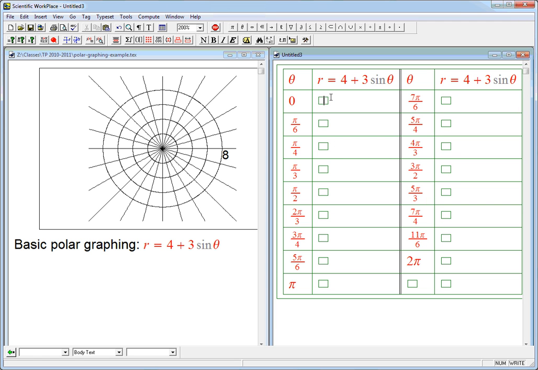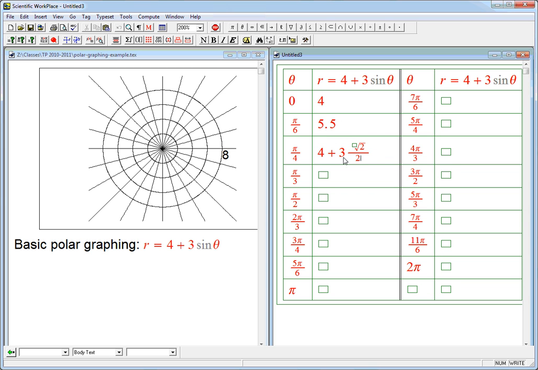If theta equals 0, then sine of 0 equals 0, and so r equals 4. If theta is pi over 6, then sine pi over 6, think about that for a second. It's one of those you want to have memorized. That's going to be 1/2. 4 plus 3/2 is going to be 5.5. Then it gets a little more complicated. We're going to get 4 plus 3 times root 2 over 2, because sine of pi over 4 is root 2 over 2. When you evaluate that numerically, it turns out to be about 6.1.